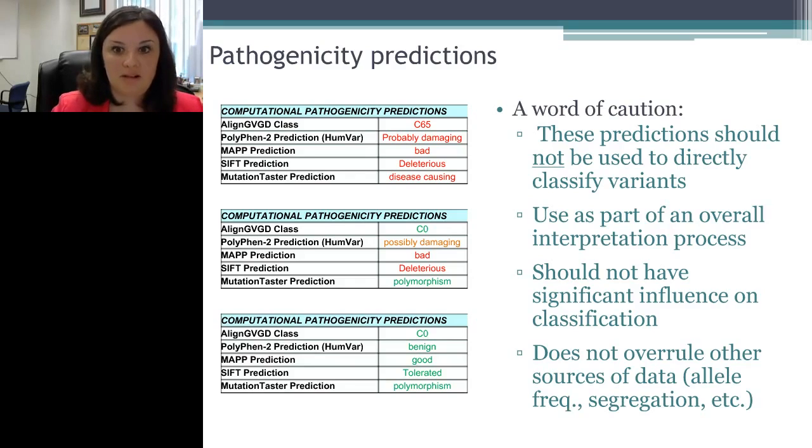I think sometimes people are surprised that you can't just use these prediction programs to classify variants, but I think it's really important to use more genetic evidence and functional evidence to classify variants.